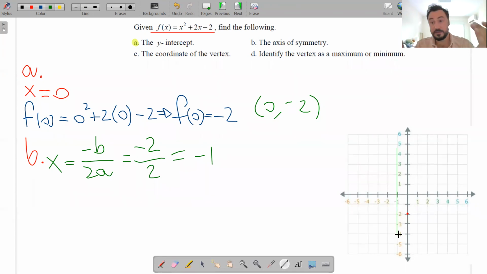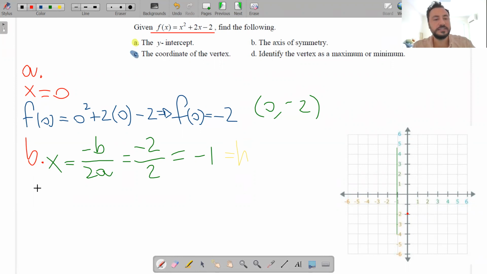That's where my axis of symmetry is going to be, and that's where my vertex is going to land. In fact, a very important piece of information: the value of the axis of symmetry will always also be the h coordinate of your vertex, meaning the x coordinate of your vertex. Okay, let's go and answer C.